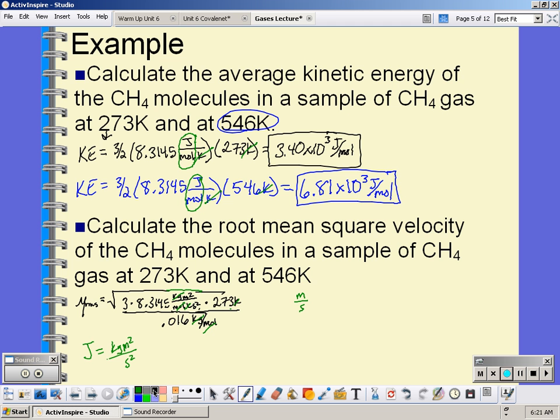So when we calculate this, and please make sure you do all of the math before you take the square root, you should get 652 meters per second. If you think about it, that's really fast, and it should be because gases move very quickly.